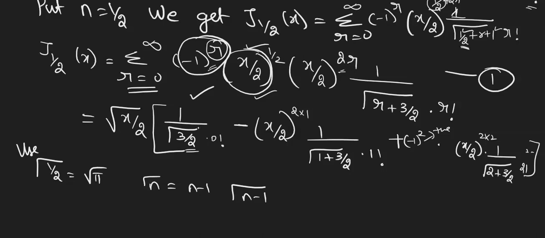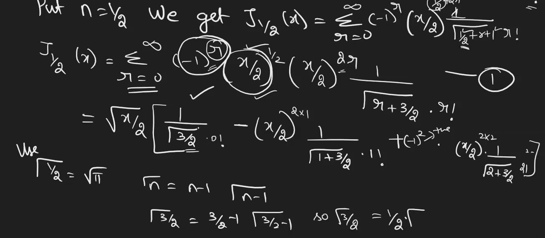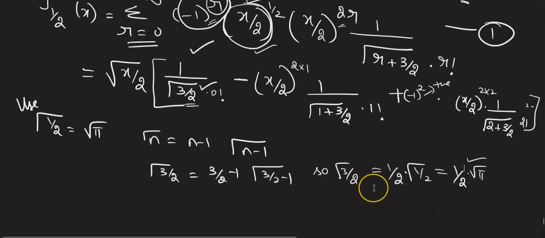So to find gamma of 3 by 2, what will I write? 3 by 2 minus 1 into gamma of 3 by 2 minus 1. So gamma of 3 by 2 is equal to 3 by 2 minus 1, which is nothing but 1 by 2, into gamma of 1 by 2. What is gamma of 1 by 2? Root pi. So 1 by 2 into root pi. So instead of 3 by 2, I will write 1 by 2 root pi. Okay, so we are just going to substitute this.